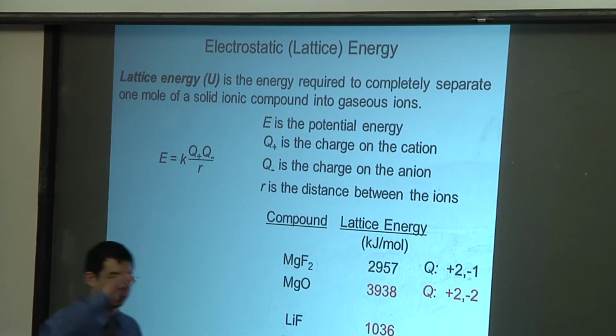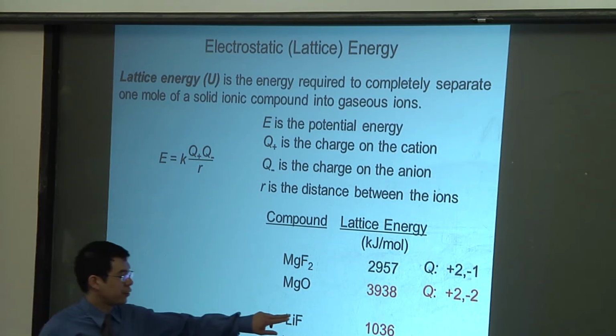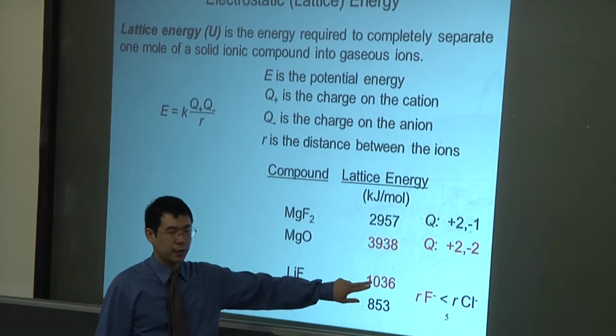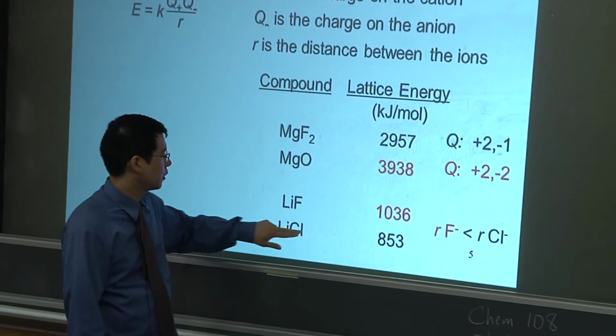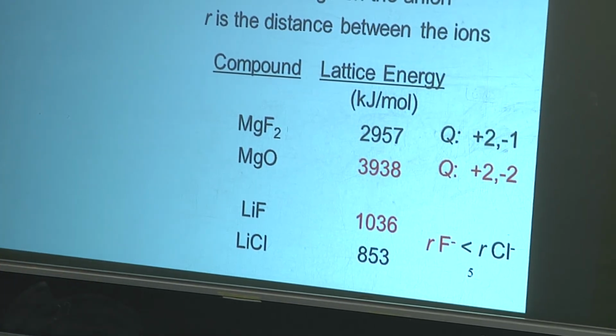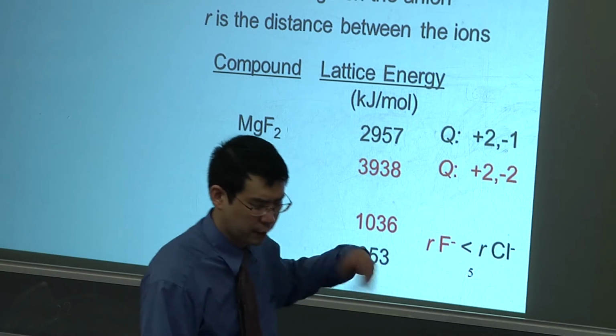So we can see, for example, that the lithium fluoride bond has a higher lattice energy. That is, it's stronger than lithium chloride. Right? And we'll see that the reasons for that have to do with charge and distance.